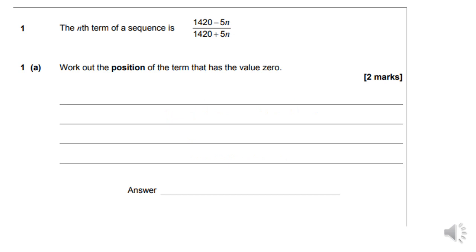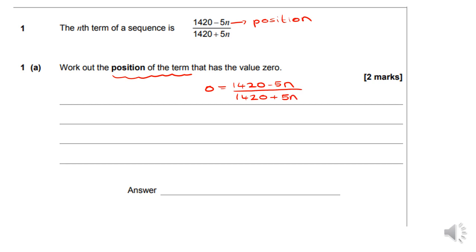The first question is asking me to work out the position of the term that has a value of 0. So n always tells us the position. Whatever n is, that's the position. So ultimately, I'm trying to figure out the value of n when this equals 0. So I'm going to put 0 equal to (1420 take 5n) all divided by (1420 plus 5n).